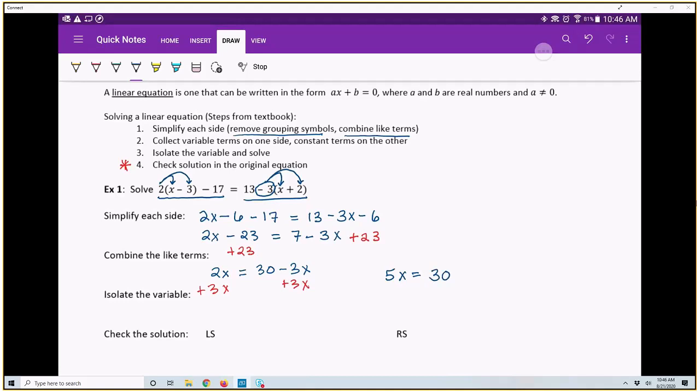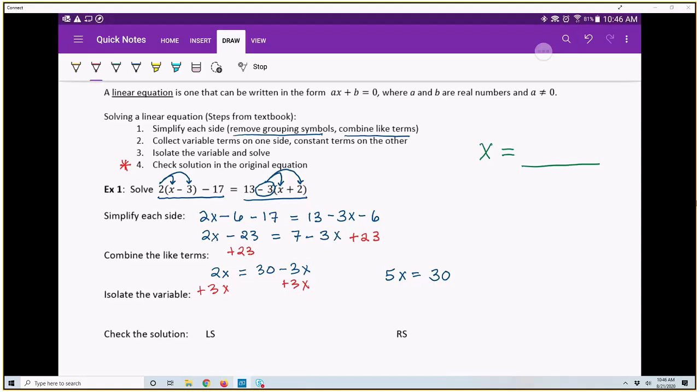Okay, it looks like we're getting pretty close. Our goal eventually is to have something that looks like x by itself equal to some number on the other side or some expression on the other side. So this last step before we get a solution and then check our solution is called isolating the variable.